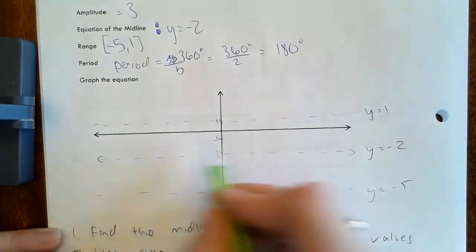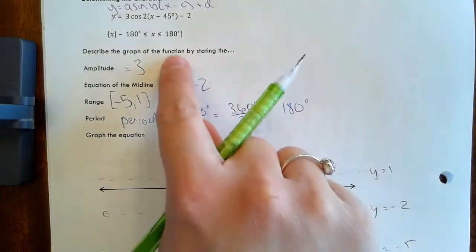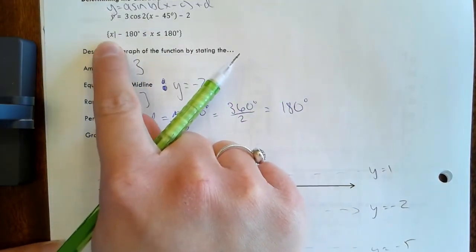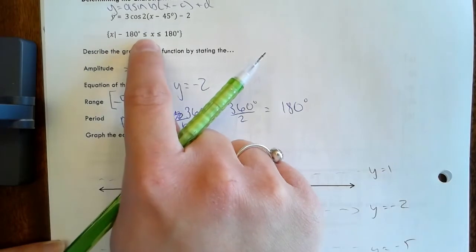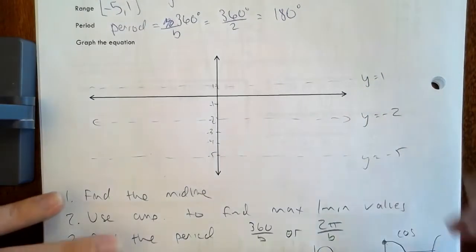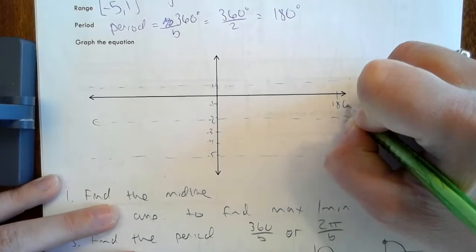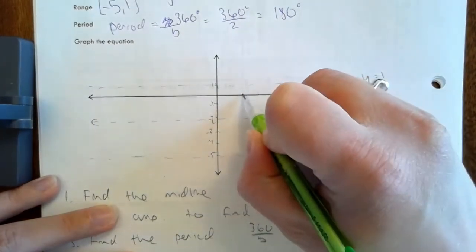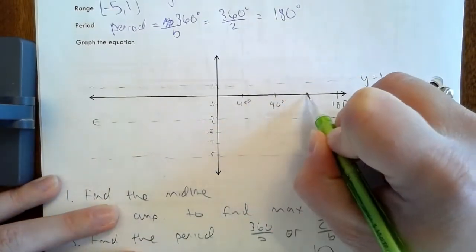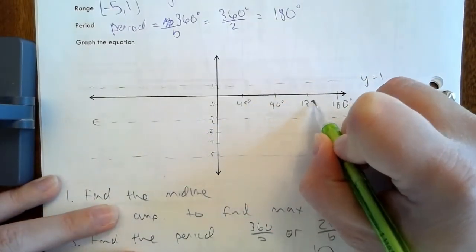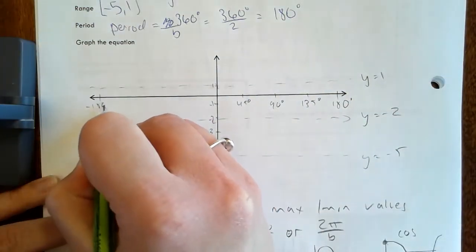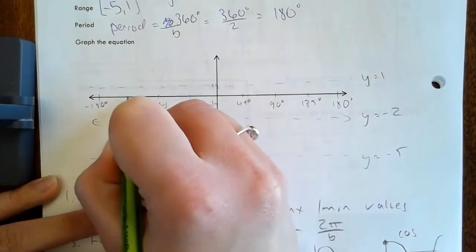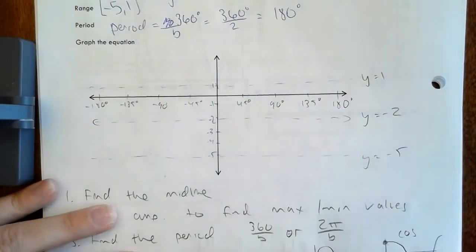This would be a great time to have x values on here, wouldn't it? So they asked me for x values between negative 180 and 180. This x business just says x such that x is between negative 180 and 180. So let's put 180 degrees on here. Got to use degree symbols, and then I usually just kind of split it up by halves. And then we'll do that phase shift. Okay, good. So now let's do the phase shift.